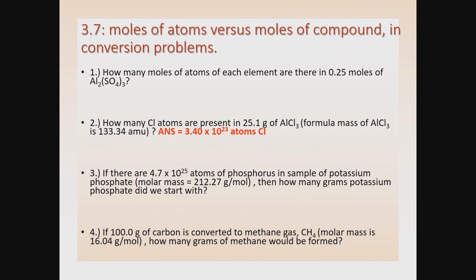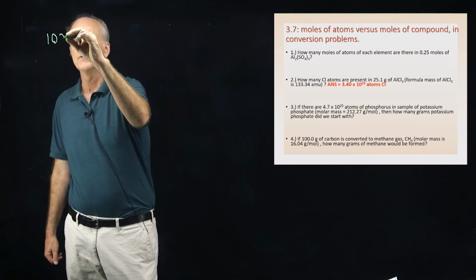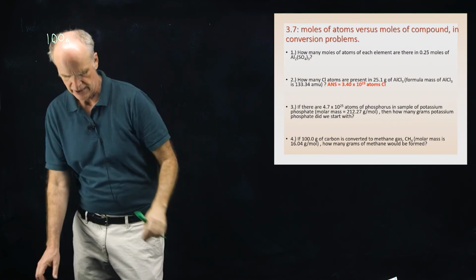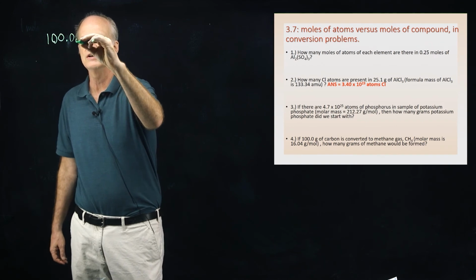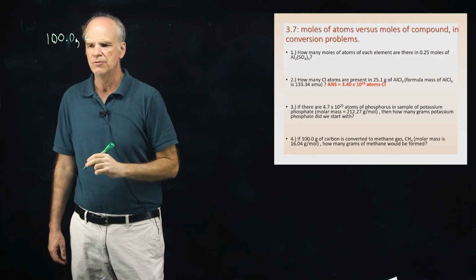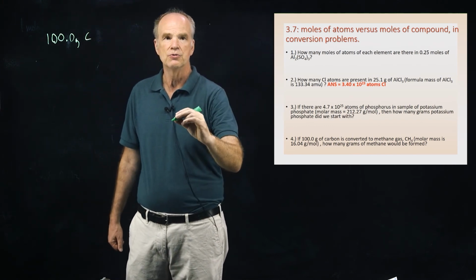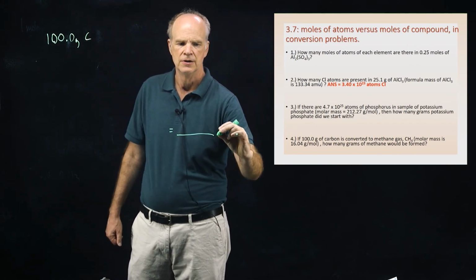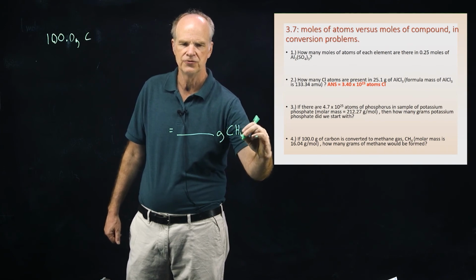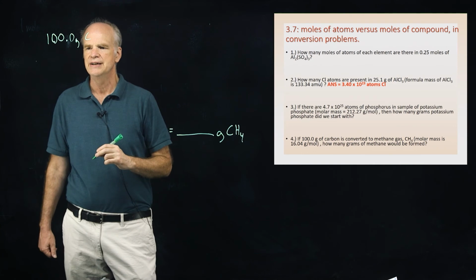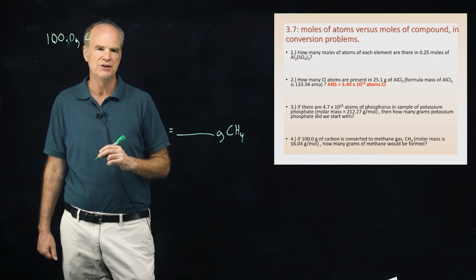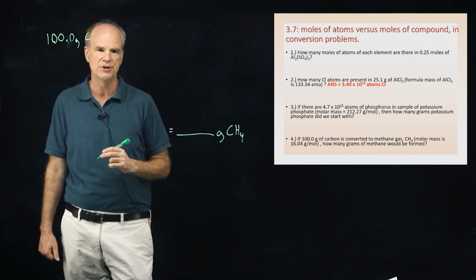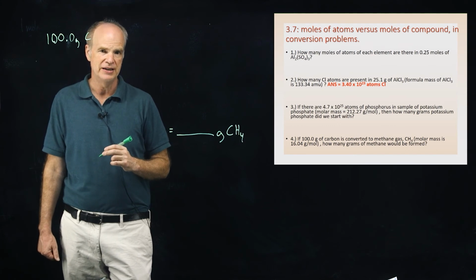Okay, so we have 100 grams of carbon. Okay, so it looks like we have 4 significant figures, so let me correct that really quickly. 100.0 grams of carbon. And so now what we want to do is get into grams of methane, which is CH4. Okay, so what I would do is I would get grams of carbon into moles of carbon and then convert moles of carbon to moles of methane, which is CH4, and then moles of methane to grams of methane. That's the approach I would take.